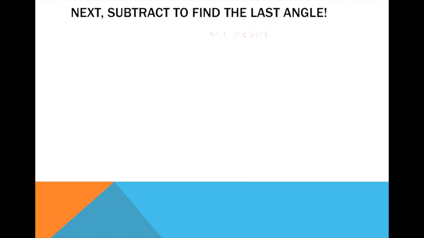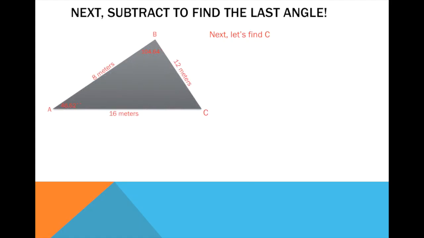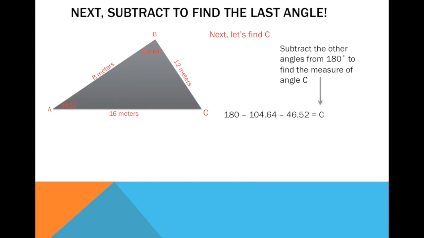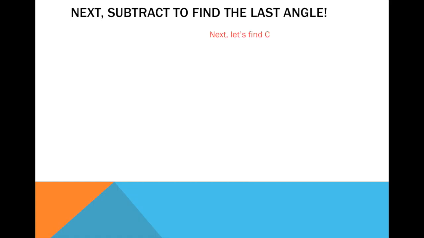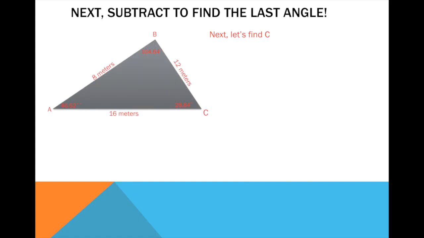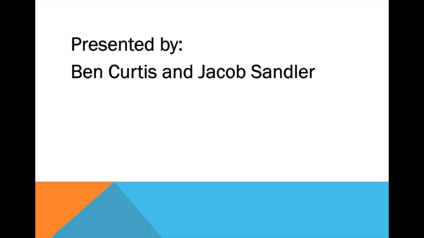And now, to find angle C, all you have to do is subtract angles A and B, which we have given, from 180, the number of degrees in the triangle. As we see here, we've got the arithmetic all set up. All we have to do is punch that into our calculator, and we'll be able to find the very last thing we need, which is angle C. So C is equal to approximately 28.84, and that's it.